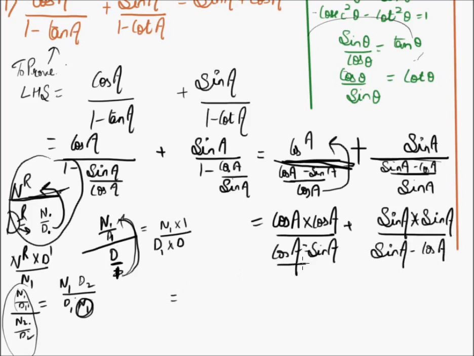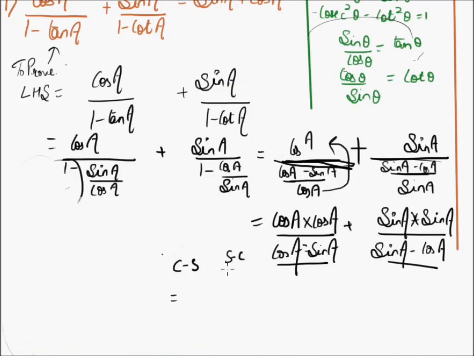Now friends, if we see the denominators of the two terms, the first is cos A minus sin A and the second is sin A minus cos A. So we can convert this sin minus cos into cos minus sin by simply taking the minus sign as common. Now both the denominators can be made the same. So we have here cos A minus sin A, and taking minus as common, we have cos A minus sin A over here.